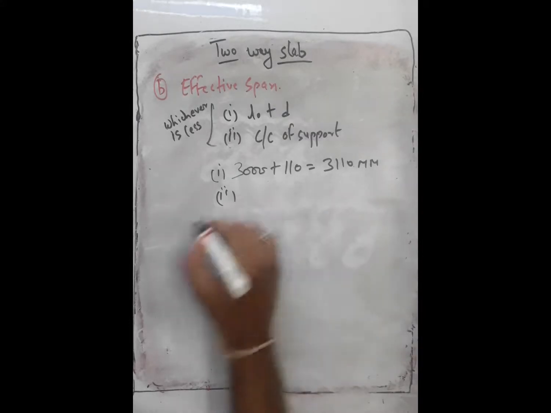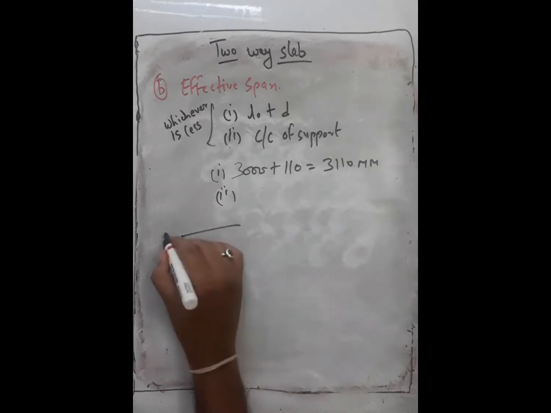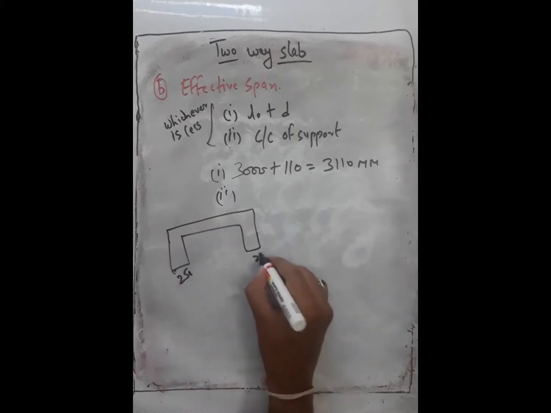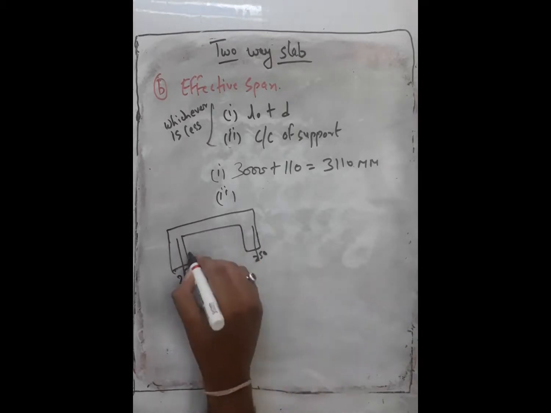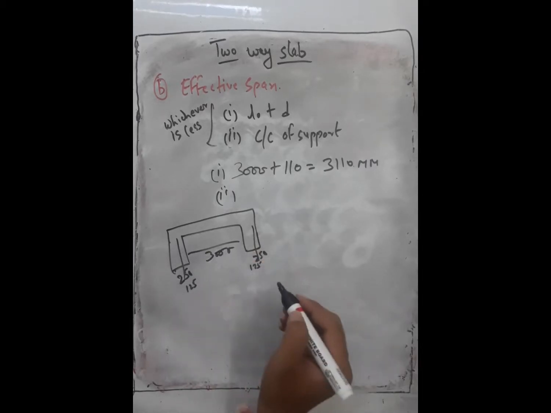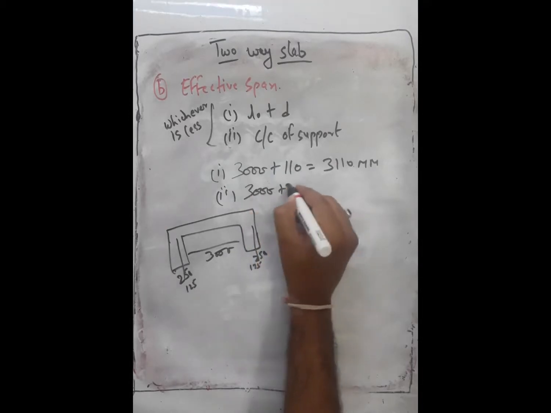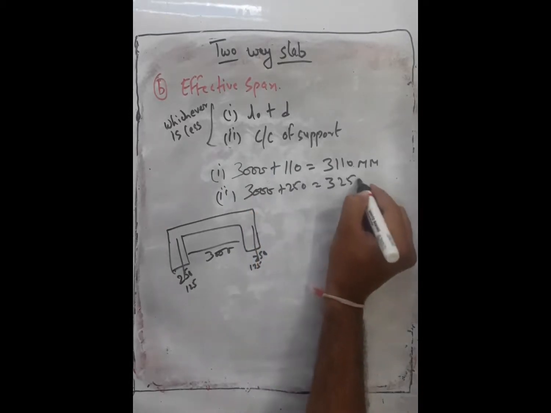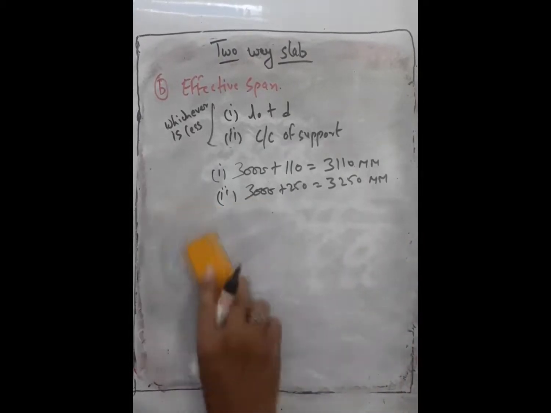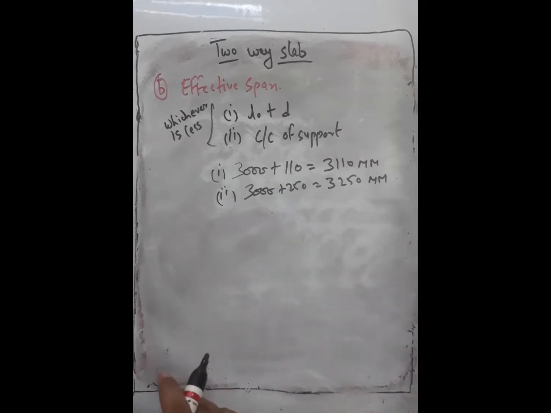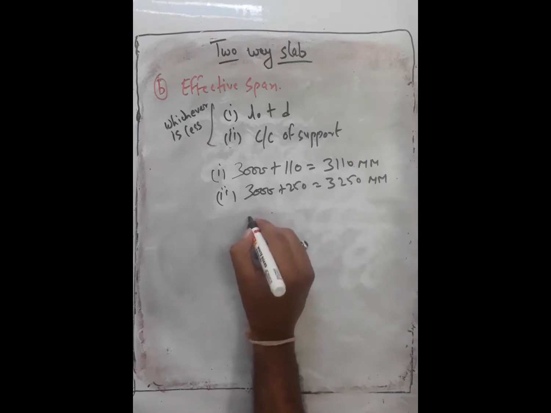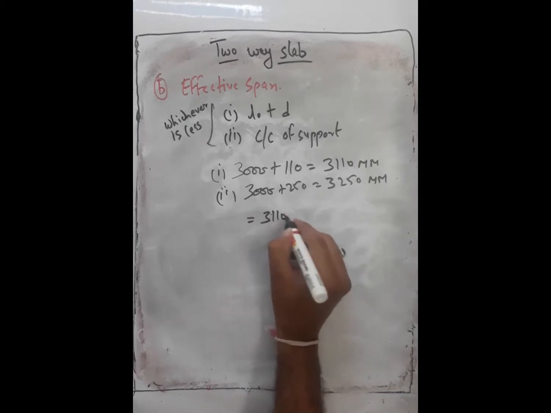So here we have given this is 250 thickness wall. So center to center, and this is clear 3000. So 125 from here and 125 from here. So 3000 plus 250 is equal to 3250 mm. Okay, so here we take whichever is less. So here we take the effective span, or the shorter span, as 3110, meaning for Lx.